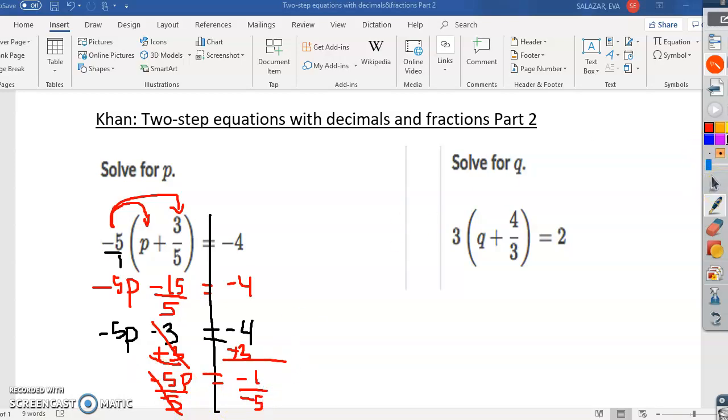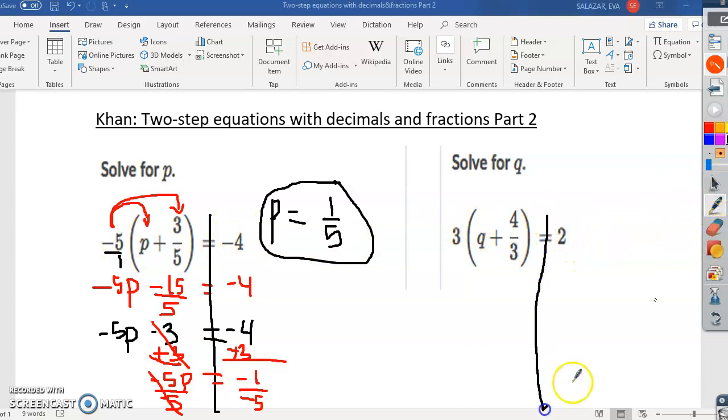So your final answer here, I'm going to write it here, is p is equal to 1 over 5, because 1 over 5 is the same as negative 1 over negative 5. Same thing. Whenever you have two negatives like that, it still becomes a positive 1/5. Let's go on to the next one. Remember, you can also plug this in here, solve it, multiply it times negative 5, and that should give you your answer.